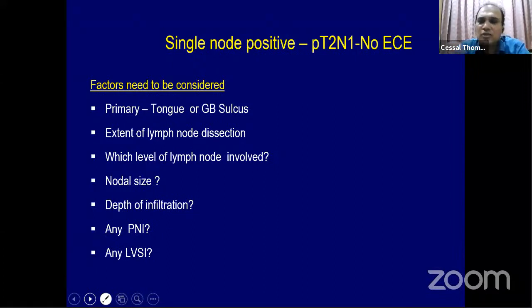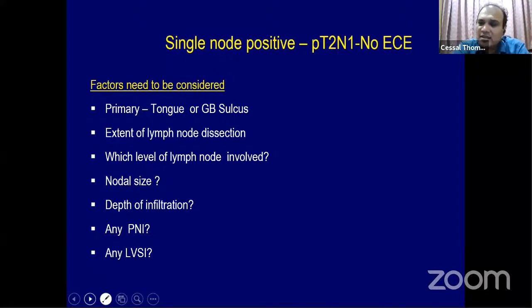If you look into the prospective EORTC trial 22931, comparing adjuvant radiotherapy versus post-op chemoradiation, all stage 3 patients were included. Single node positive patients were also included. Perineural invasion patients were included. They were randomized between adjuvant radiotherapy or chemoradiation. So it is a stage 3 disease.